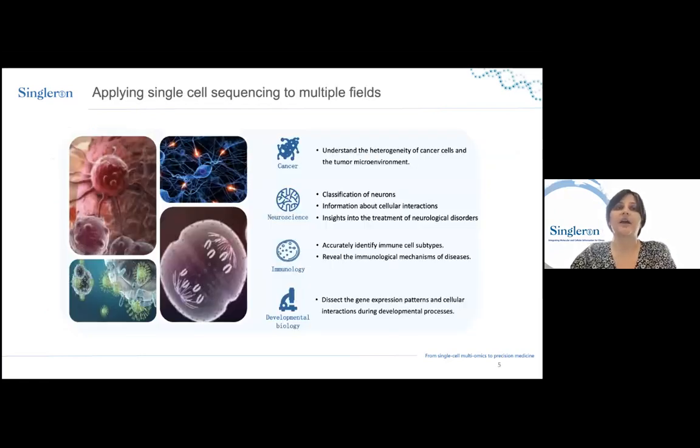Now, the application of single-cell sequencing is huge. You can apply it to multiple fields, most predominantly to fields that deal with samples with high heterogeneity. These are cancer research, neuroscience, immunology, as well as developmental biology and stem cell research.